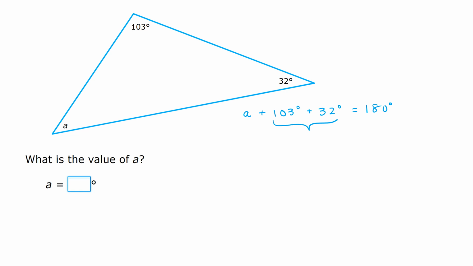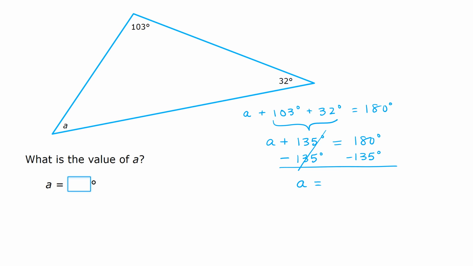We'll start by combining like terms. 103 plus 32 is 135 degrees. We're still adding the other angle, the angle A. All right, now we're going to solve for A by subtracting our constant, subtracting 135 degrees from both sides. See why it's important that we learned about solving equations before even getting to geometry? I always tell you guys there's a path to math for a reason.